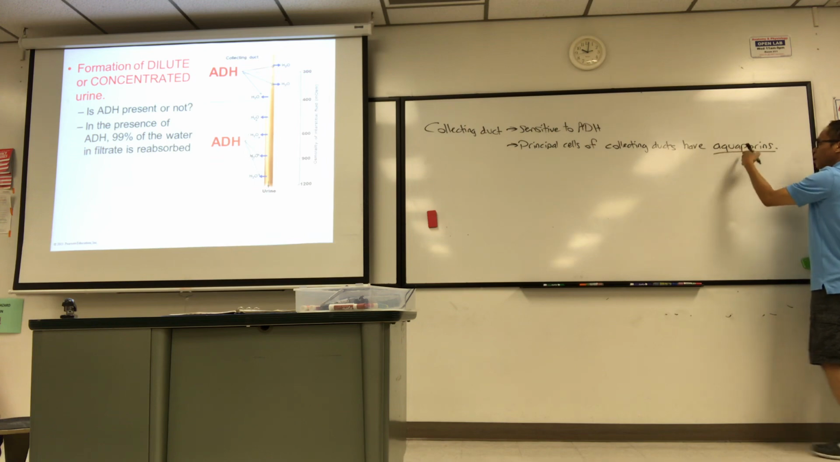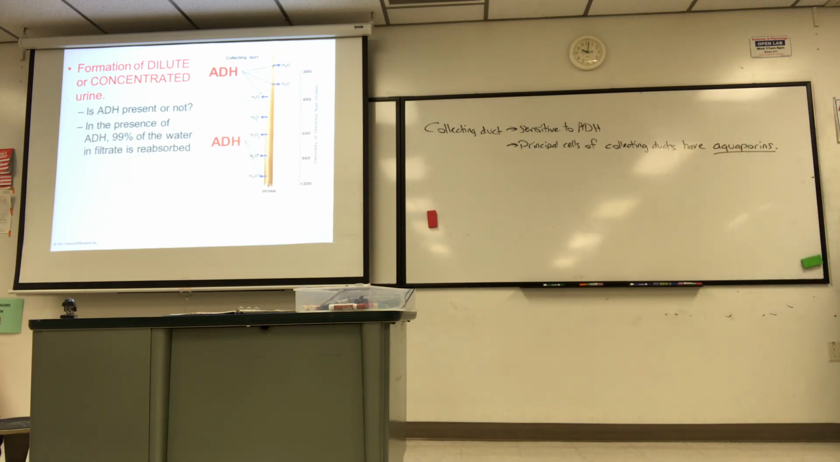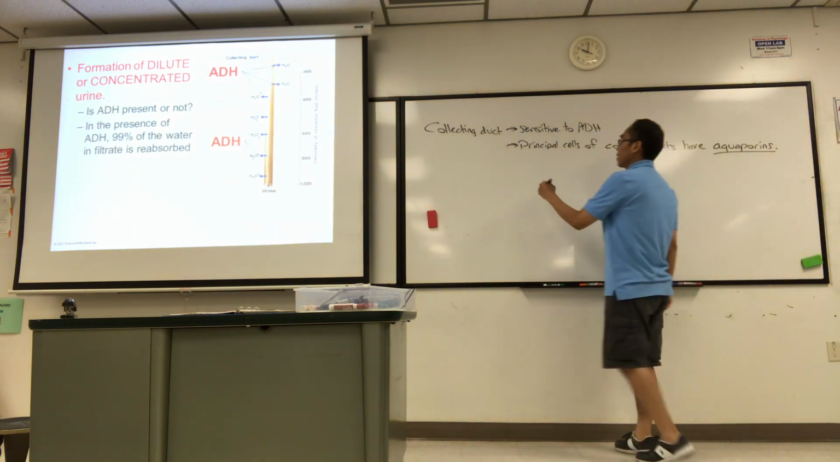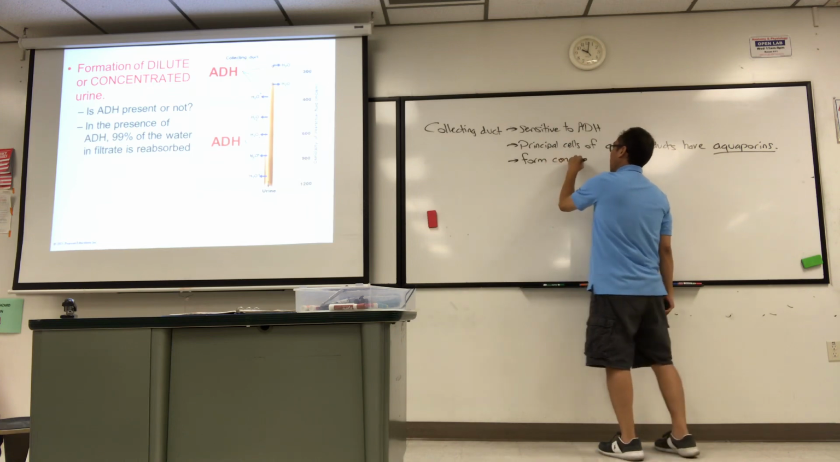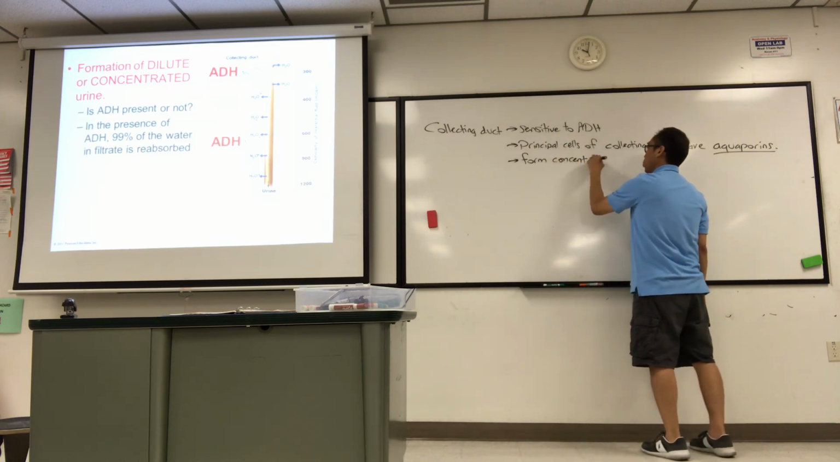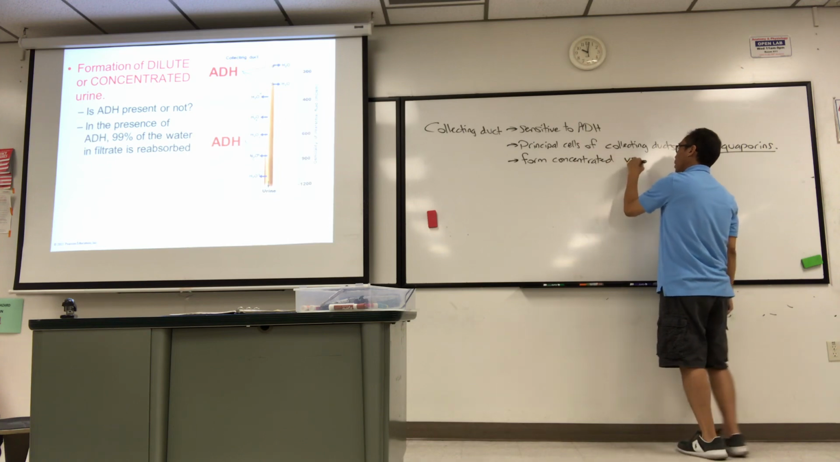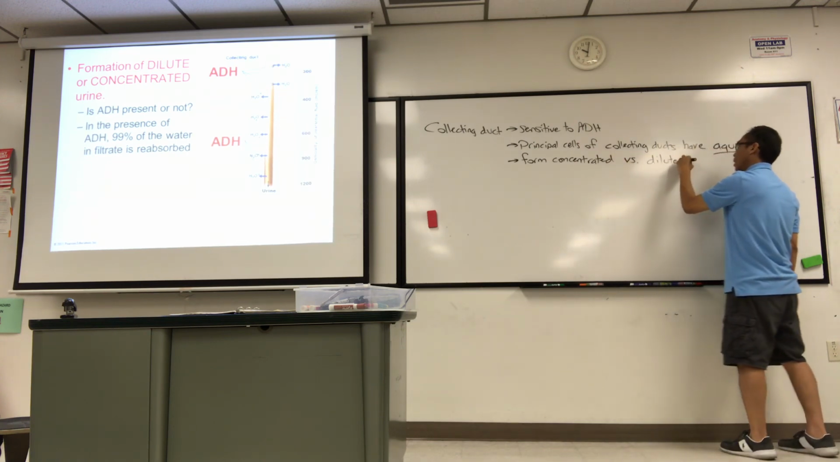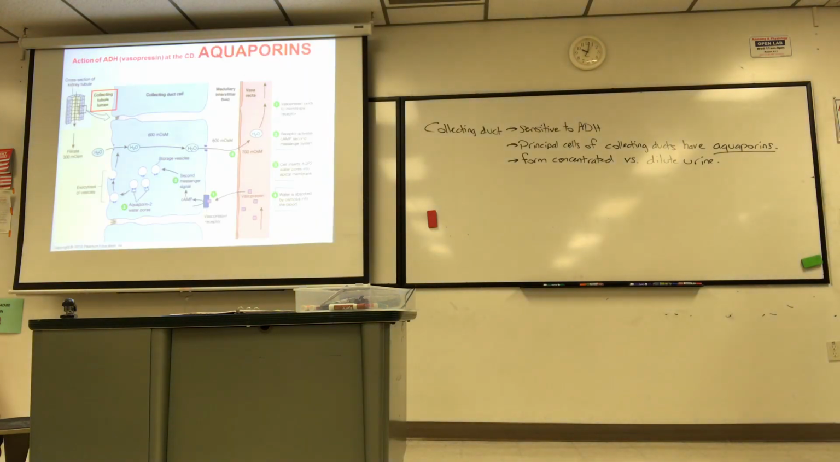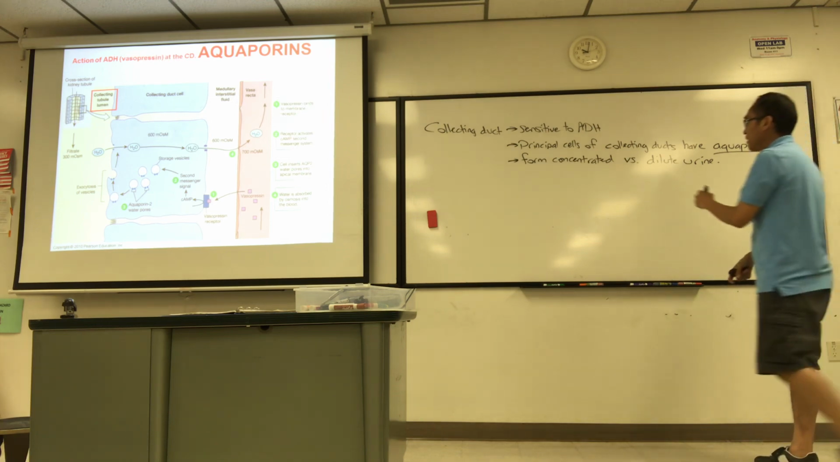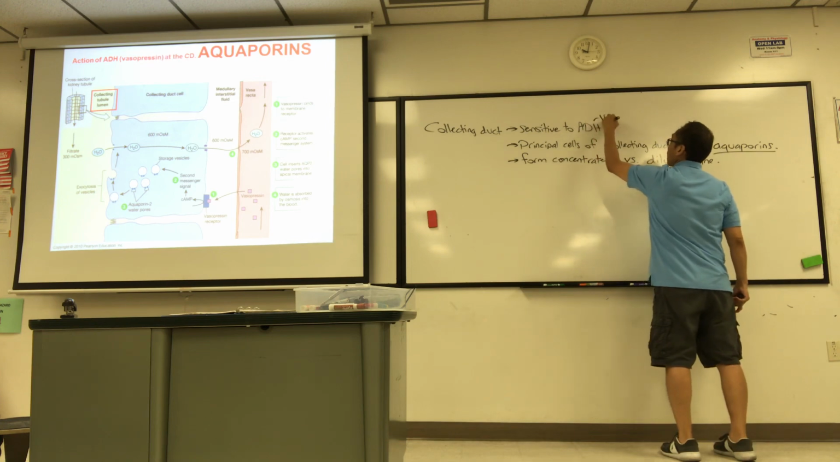The aquaporins, depending on if you mobilize them or not, you can actually form concentrated or dilute urine. Is ADH there or not? So again, here's the figure from before, when we talked about ADH, also known as vasopressin.